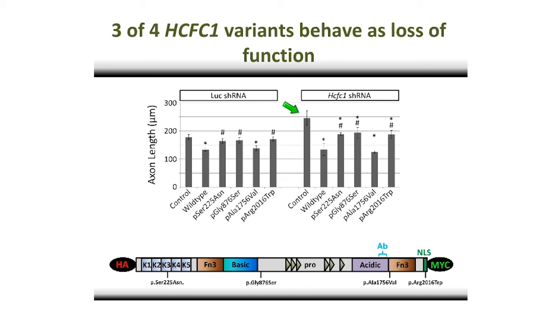So when we knock down HCFC1, we get an increase in axon growth compared to control, which we could rescue when we overexpress wild type and this valine variant, but the other 3 variants that we tested were unable to rescue this sort of excessive axon growth. So certainly 3 of these 4 variants were loss of function.